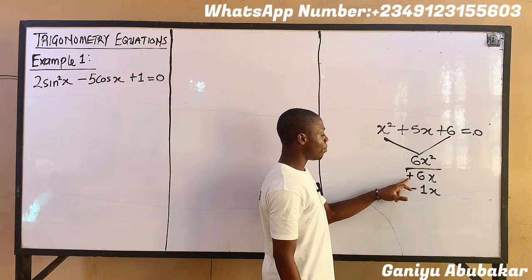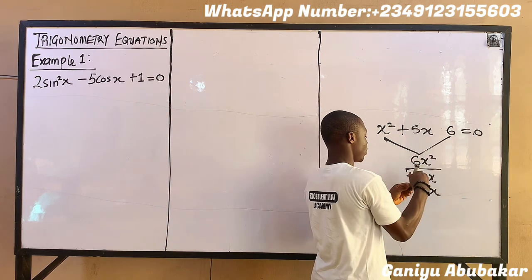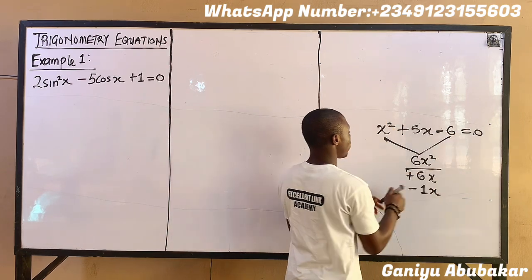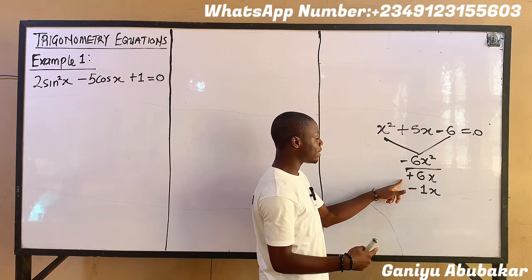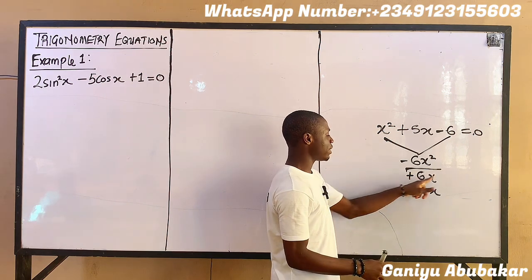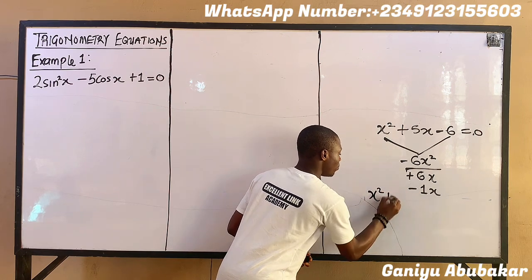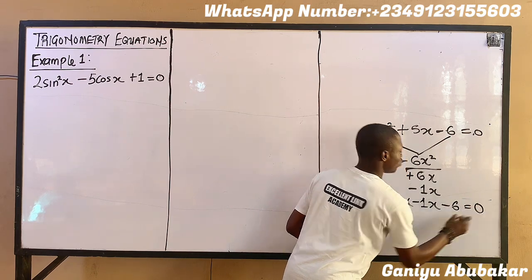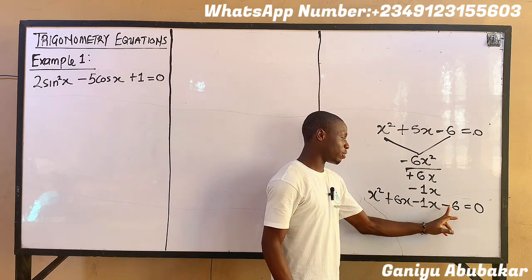Observe that if I have plus 6 times minus 1, hang on, sorry, there's a minus sign here. If I combine x squared and minus 6, I'll have minus 6x squared. So if I multiply plus 6x times minus 1x, we get minus 6x squared. If I combine plus 6x and minus 1x, we get plus 5x. So I have x squared plus 6x minus 1x minus 6 equal to 0.